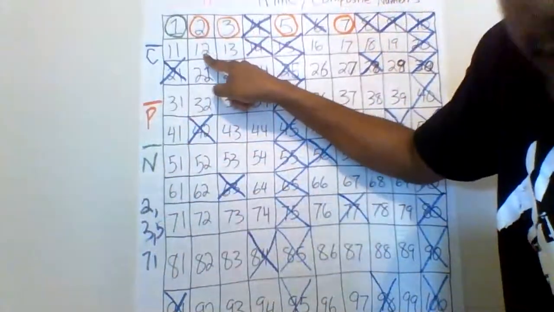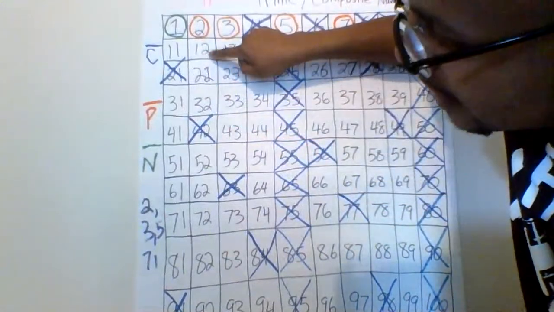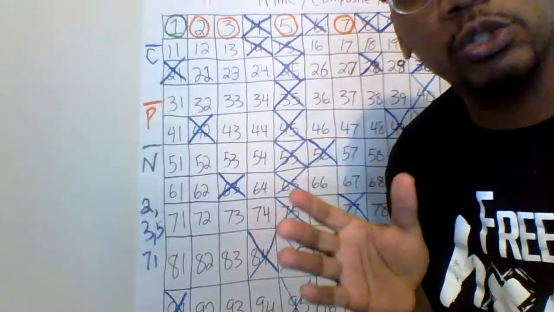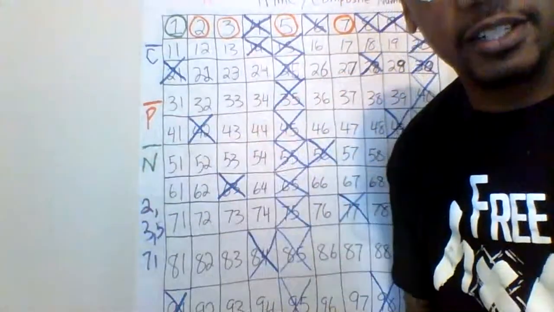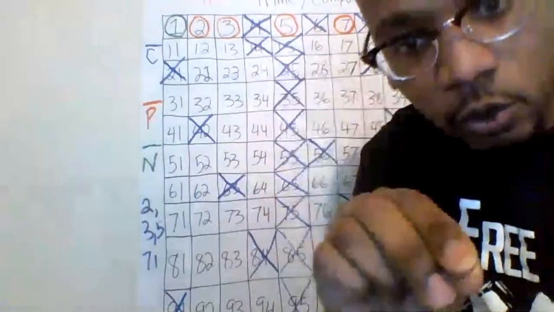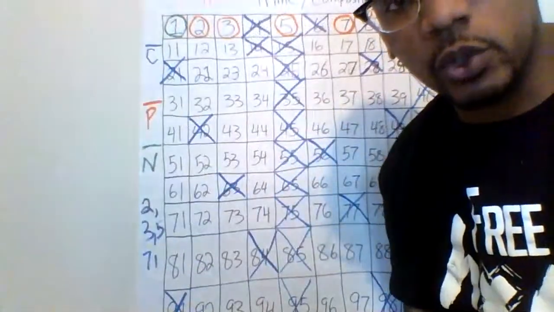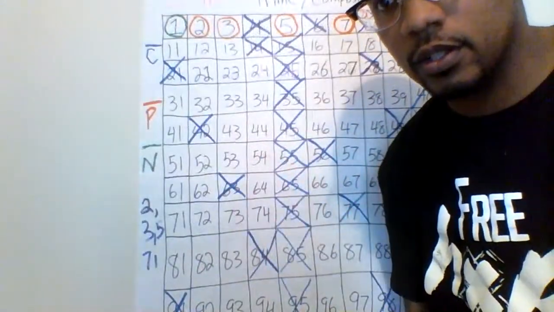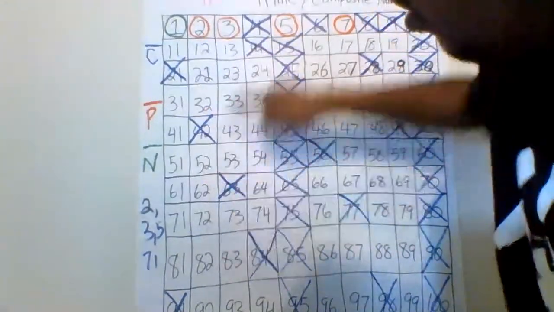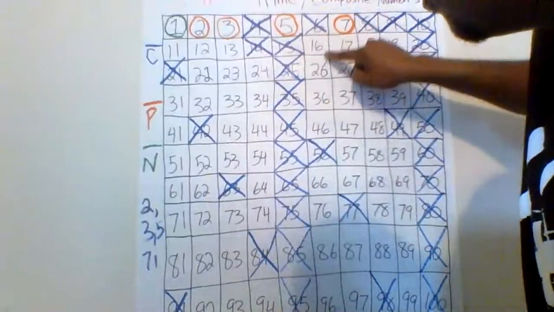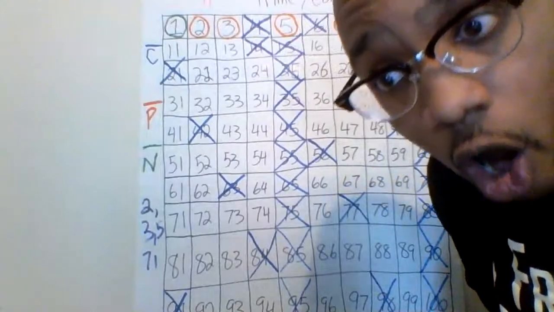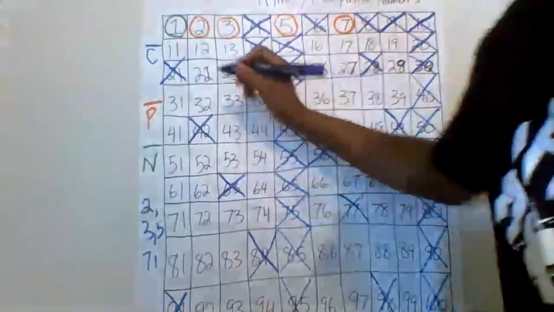So, for instance, let's look at 12. 12 ends in a 2, which means the rule of 2 can be used to determine that 12 is composite. Because 12 ends in a 2, that means 2 times some number will give you 12. 2 times 6. All right? So, all numbers that end in 2, 4, 6, or 8, all of them can be crossed out because they're all composite. All right?